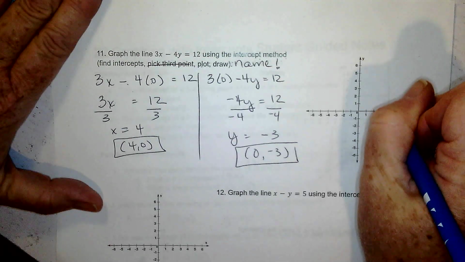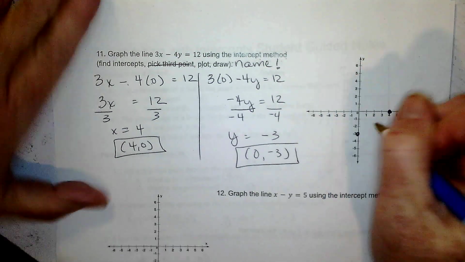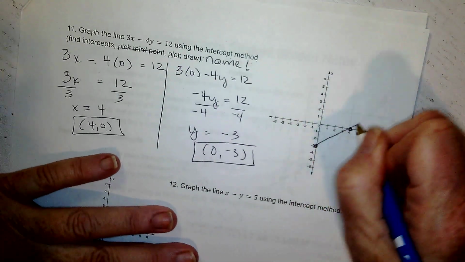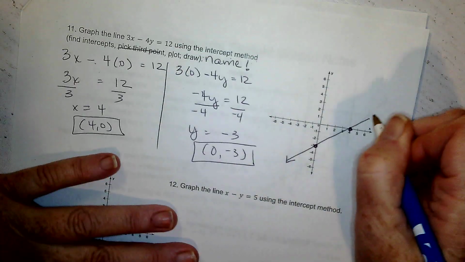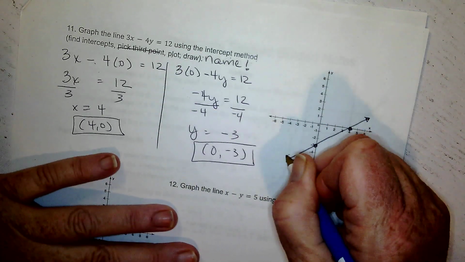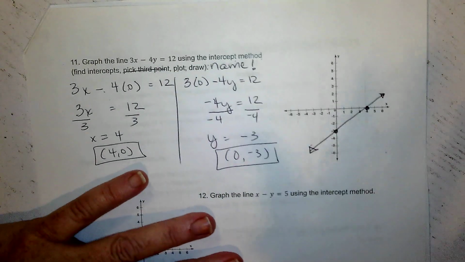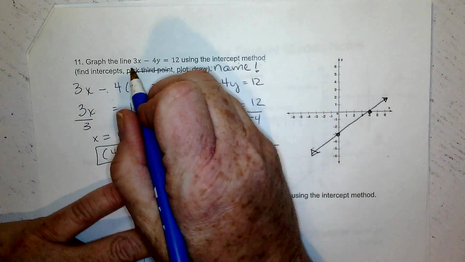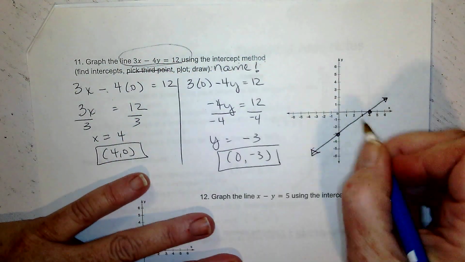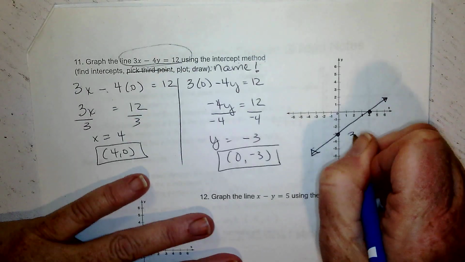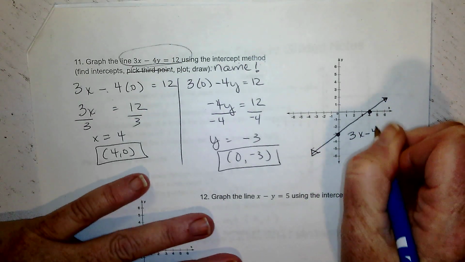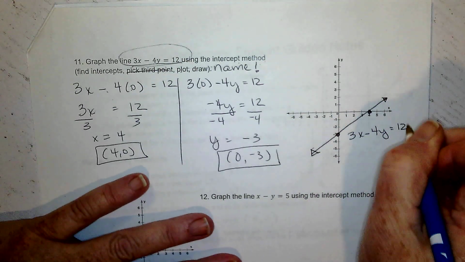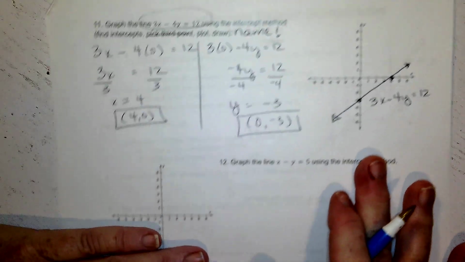(4, 0) is right here. (0, -3) is here. You draw a line through those 2 points. Make sure you have arrows going in both directions to let people know that it's going on and on forever. And then whenever I say to name it, that means go back to the original linear function and just write that down to name that line so people know what it's being referred to as.